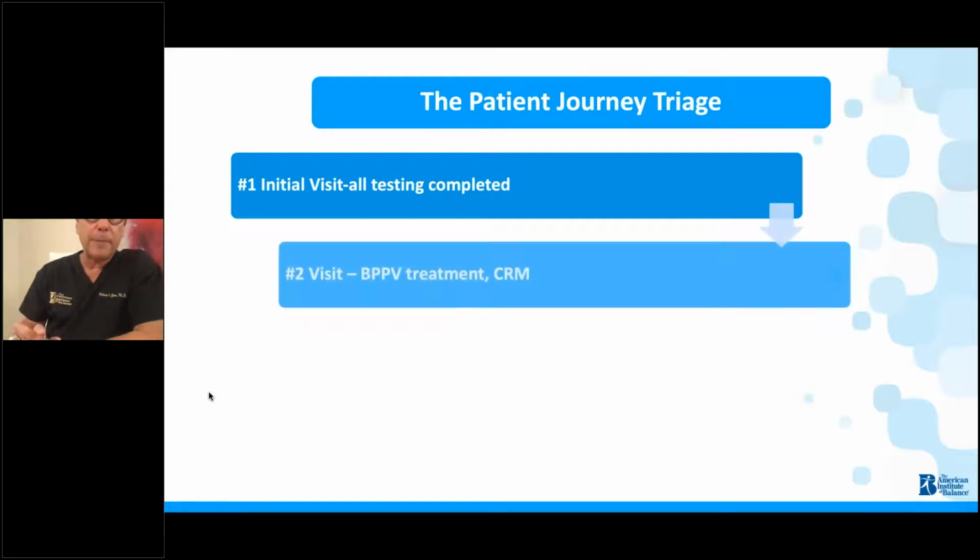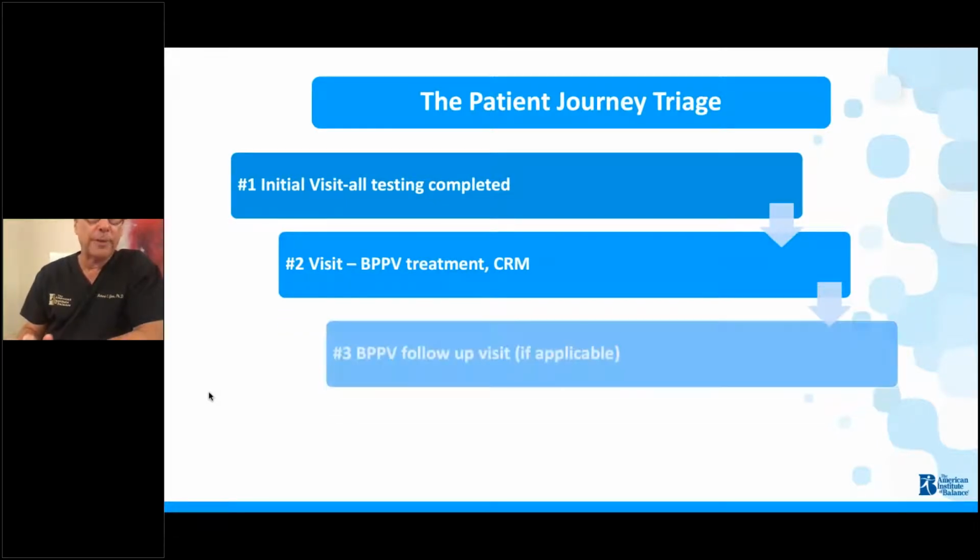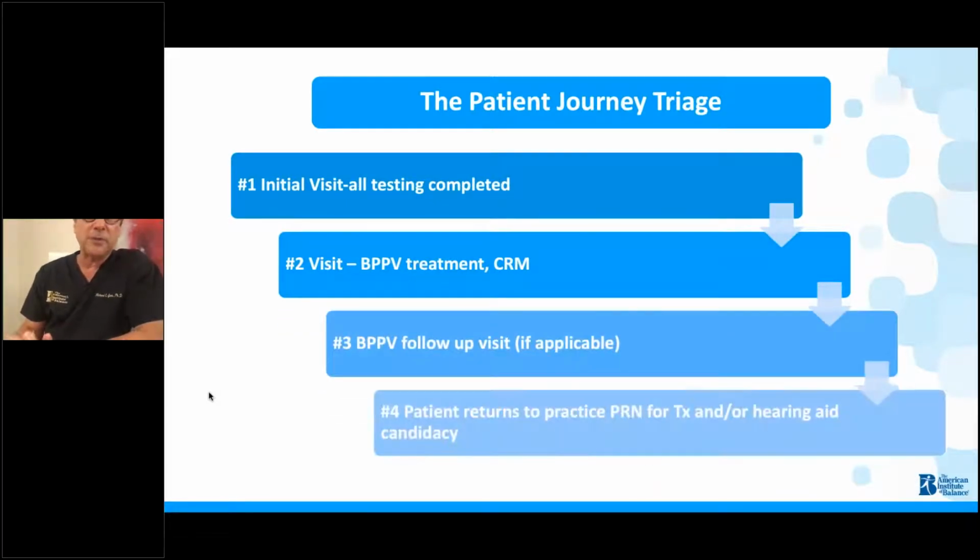What will the patient's journey look like with you? Well, in the first visit, we recommend that you do all of the testing and not have the patient come back for multiple visits to do more testing. If you follow our protocol, you can do all of your testing usually in 90 minutes.